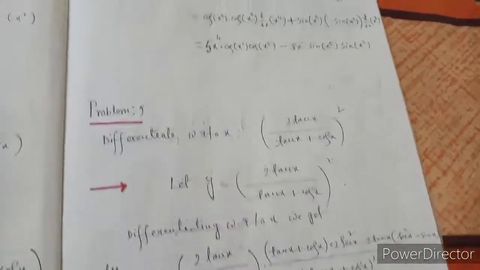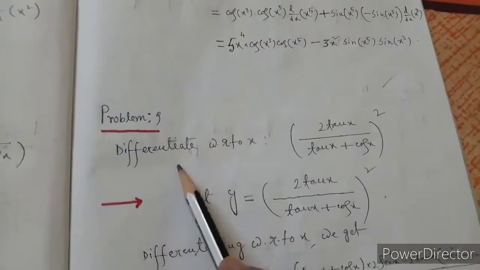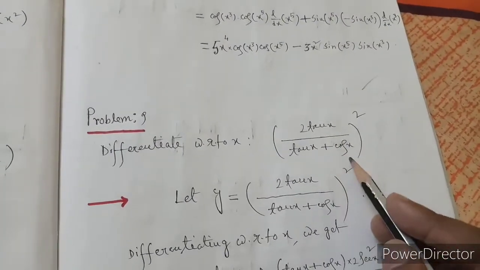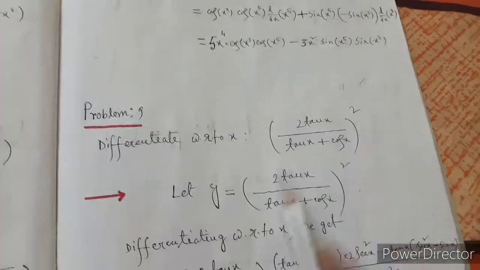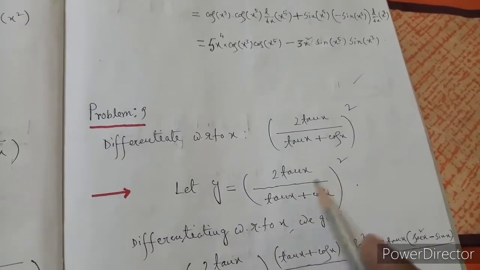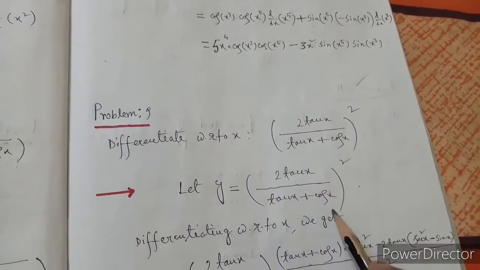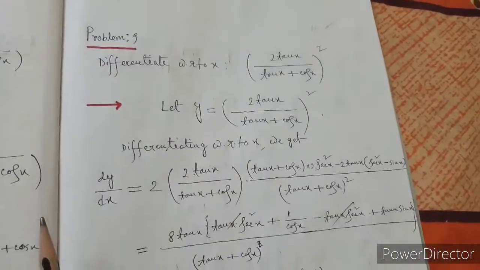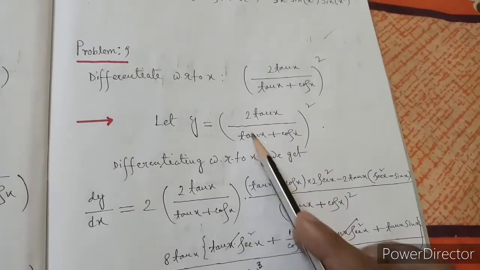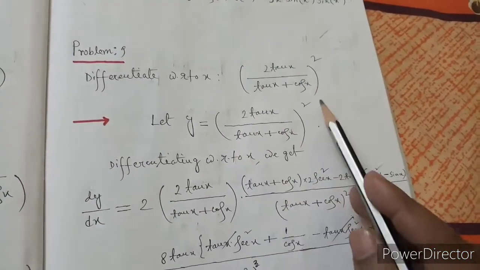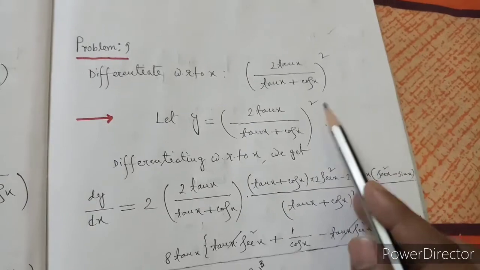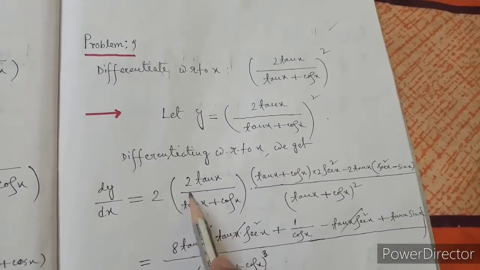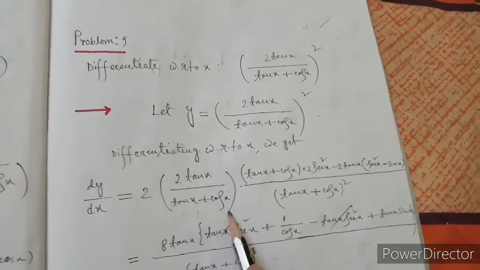So now problem number 9. Differentiate with respect to x: 2 tan x by tan x plus cos x, whole square. Let us consider y equal to 2 tan x by tan x plus cos x, whole square. Now differentiating with respect to x, we get: if you consider this total one like x, so x square, derivative of x square is 2x. So 2 into 2 tan x by tan x plus cos x.